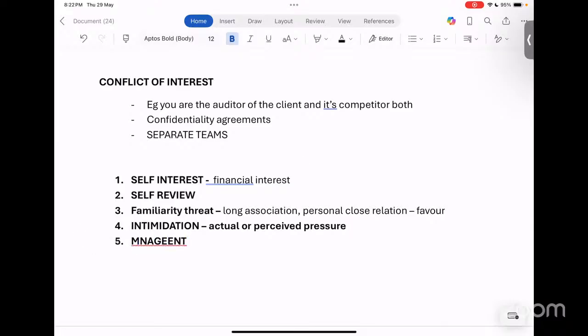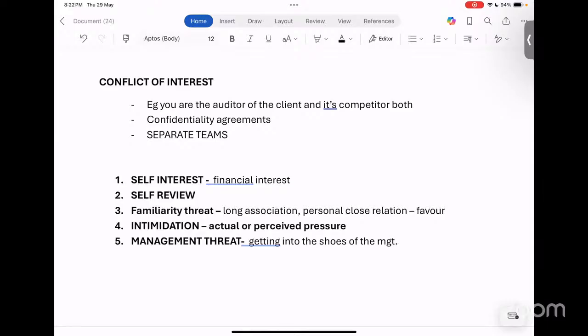So management threat is basically where you get into the shoes of the management. When we get into the shoes of the management, that means the work which management should have done, we start considering as auditors that it's our work. So it is like getting into the shoes of the management. If you do that, of course, you will end up taking on the responsibilities of the management. That is what you're not supposed to do.